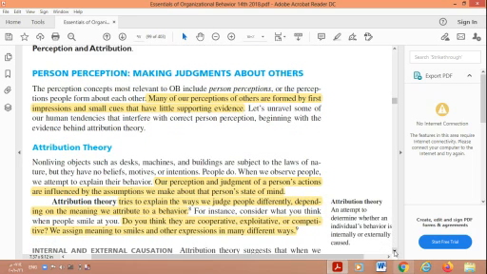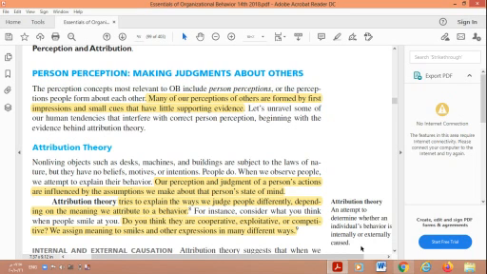Once we talk about perception, we want to focus on the theories related to perception, and the first one is Attribution Theory. Here we want to talk about the causes of an individual's behavior, whether it is internal or external. Attribution theory is an attempt to determine whether an individual's behavior is internally or externally caused.